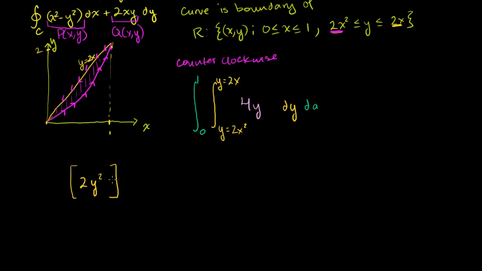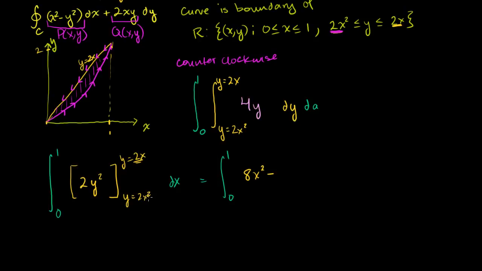And we're going to evaluate that from y is equal to 2x squared to y is equal to 2x. And of course we still have the outside integral still there, x goes from 0 to 1, dx. This thing is going to be equal to the integral from 0 to 1. And then we evaluate it first at 2x. You put 2x in here. 2x squared is 4x squared, 2 squared, x squared. So 4x squared times 2 is going to be 8x squared, minus, put this guy in there.